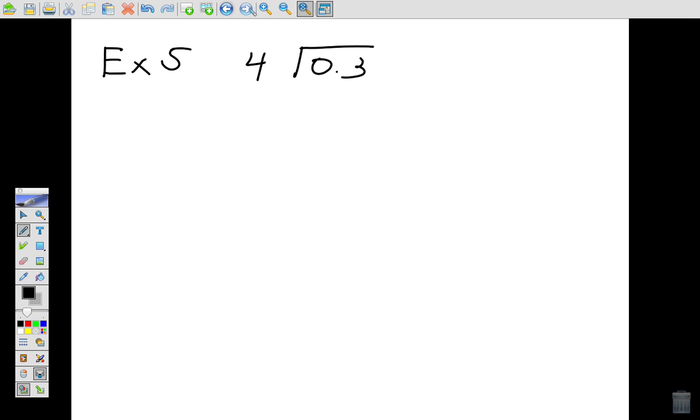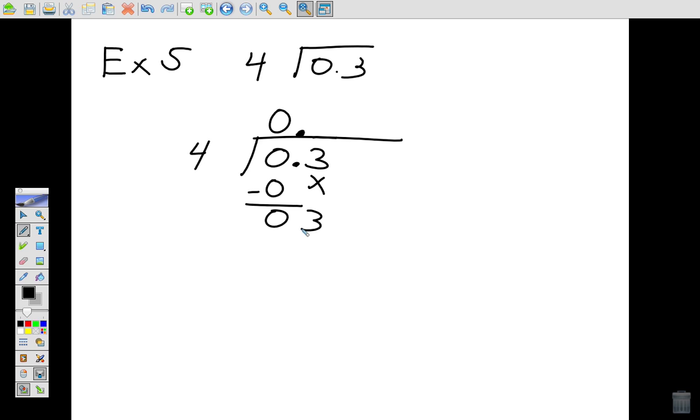All right, last example. 4 divided into 0.3. Move my decimal straight up. 4 goes into 0 0 times. Bring down. Now when you bring down, you have to divide. 4 into 3, 0, because if I put it in there once, then I get 4 and that's too high. I get a remainder of 3, add a 0, bring it down. Let's see, how close can I get to 30 without going over? 4 times 7 is 28, 4 times 8 is 32, it's got to be 7.